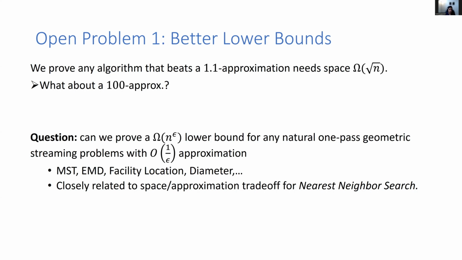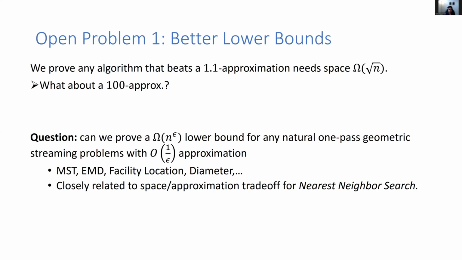So in particular, in this paper, we actually did prove a lower bound. We showed that any algorithm that gets better than some constant, a 1.1 approximation, needs polynomial space, square root n space. But the natural question is, well, what if I ask for a 100 approximation? Well, our techniques don't allow us to say anything about this.